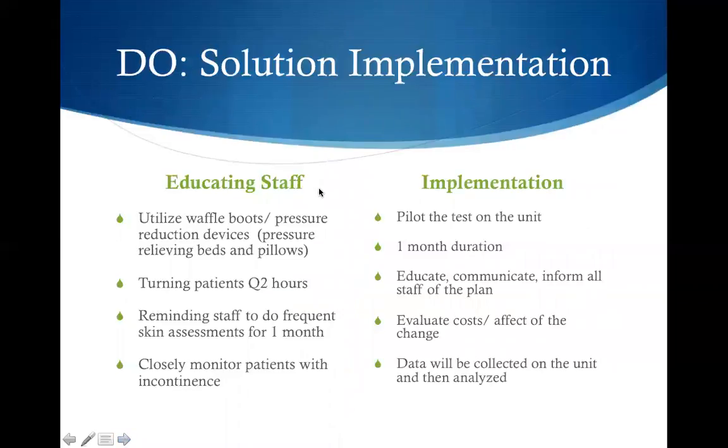So, solution implementation. The do part of the plan-do-study-act cycle is to pilot a test on the unit for 1 month: to educate, communicate, and inform all the staff of the plan, and evaluate the cost and effect of the change. The data would be collected on the unit and then analyzed.